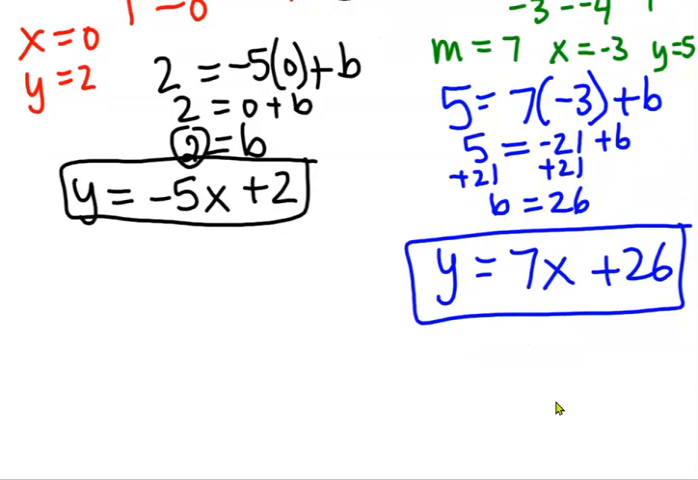And that is how you calculate or determine the equation of a line when you are given only 2 points.